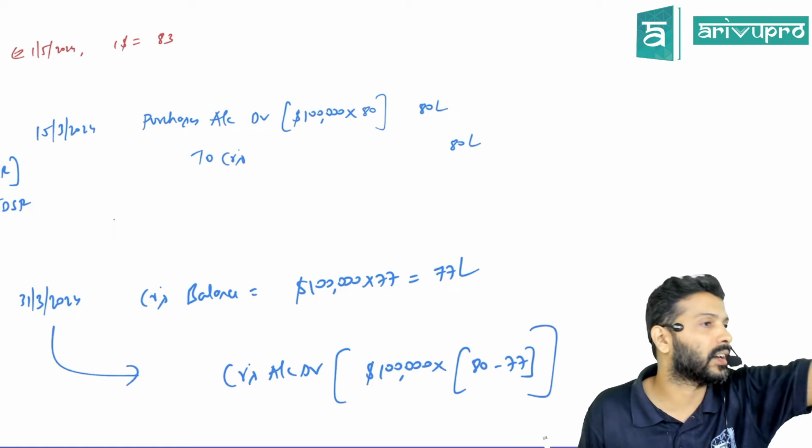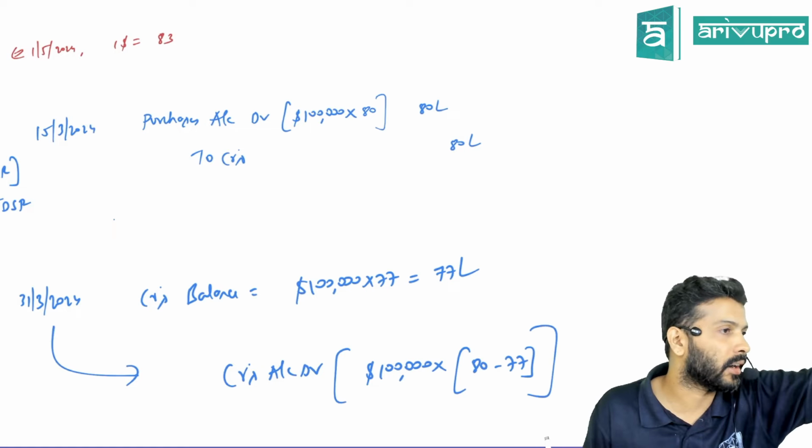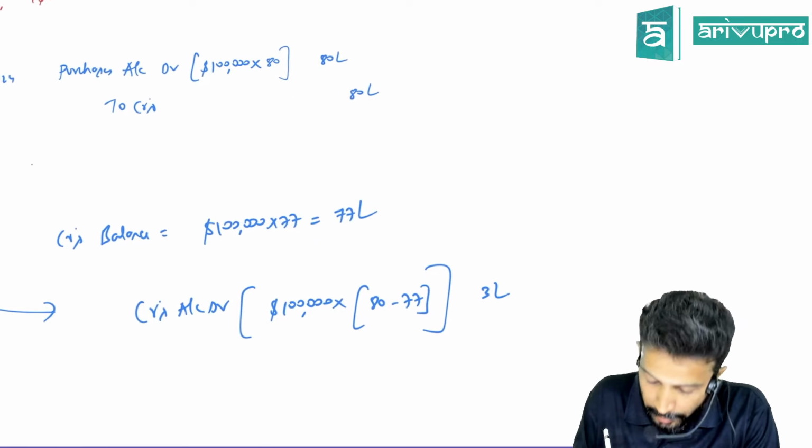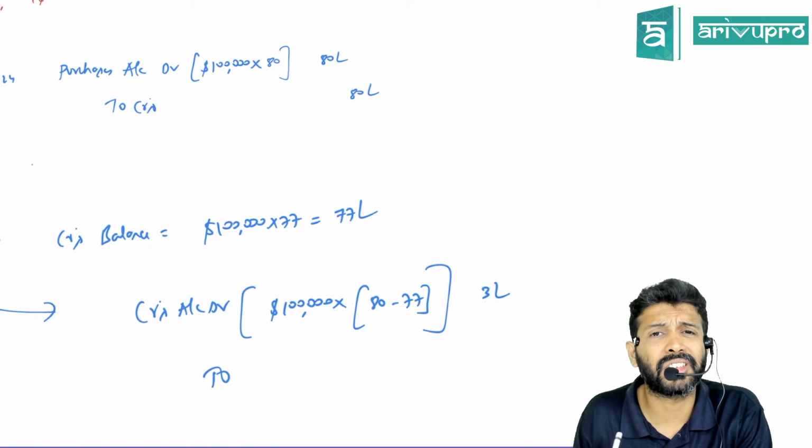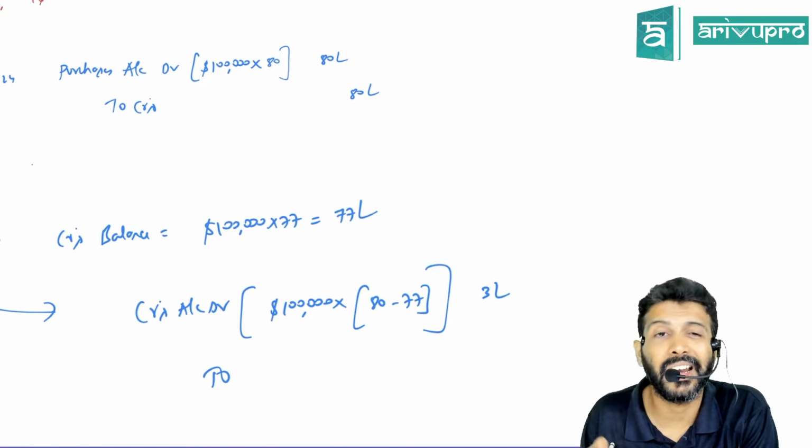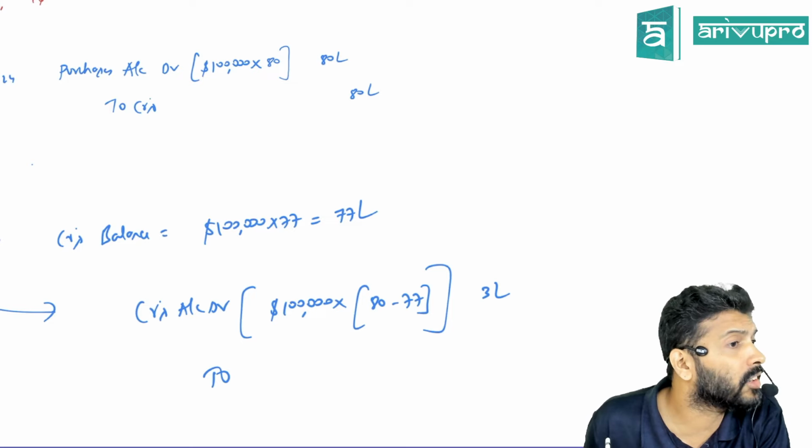So how much more have I converted at? 3 rupees. So how much is this? 3 lakh. So this is nothing but 80 lakh minus 77 lakh, which is 3 lakh. Comfortable? Am I paying this 3 lakh right now, or is this a forex fluctuation? This 3 lakh rupees gain has arisen only due to forex fluctuation.